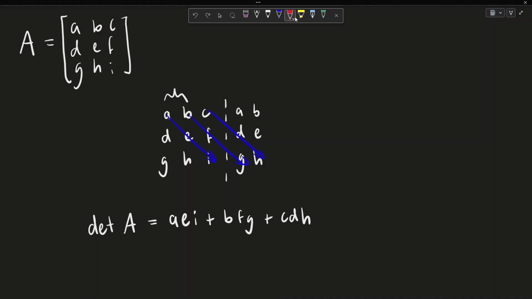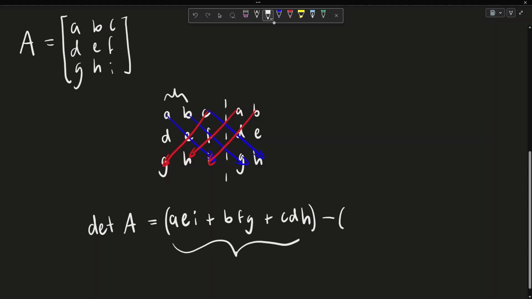Now we need to draw three more arrows. So we start this arrow from the left of the original matrix A. So we have CEG, AFH, BDI. Now this second part of the determinant is subtracted from the first part. So what we have is this first part, this original part. From it we subtract C times E times G plus A times F times H plus B times D times I. And this is Sarrus' rule.